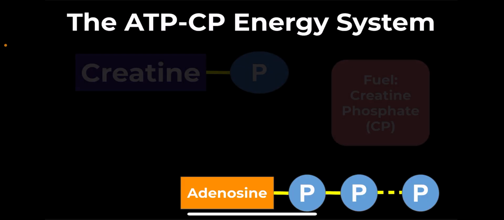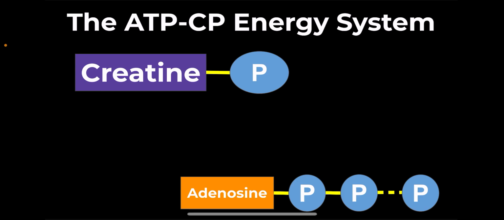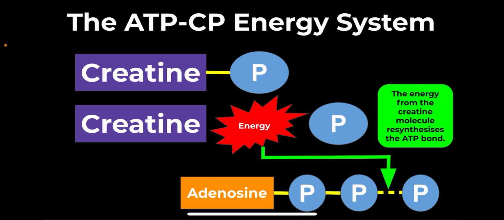How it does this is it uses its fuel, creatine phosphate, just like in the name. Creatine phosphate will be broken apart, and that releases energy, which helps repair or resynthesize the ATP bond. So it helps repair that energy molecule back to its original state so it can be used again. Pretty simple process, pretty simple molecule, just breaking apart and releasing and donating that energy.